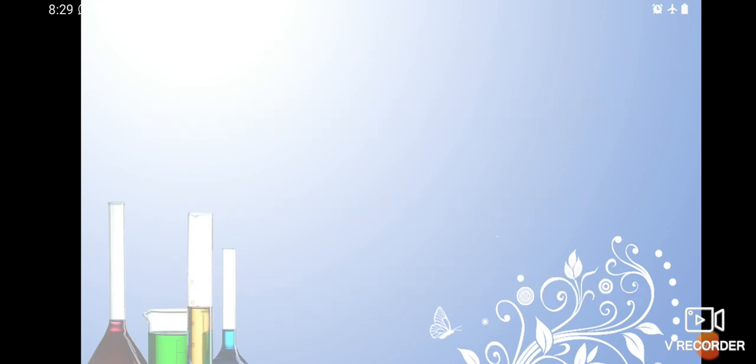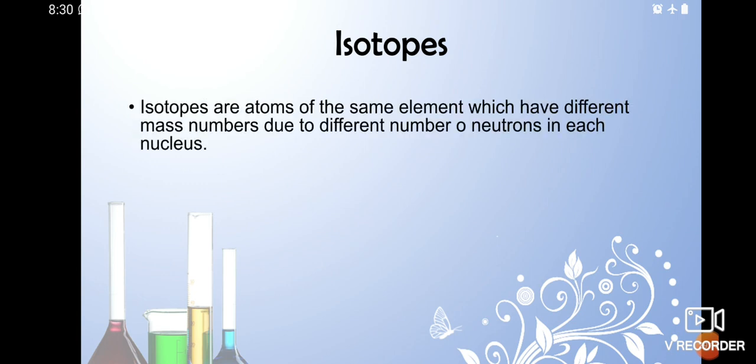Now let us learn about the concept of isotopes. It is closely related to the next concept. So, what are isotopes? Isotopes are atoms of the same element which have different mass numbers due to a different number of neutrons in each nucleus.